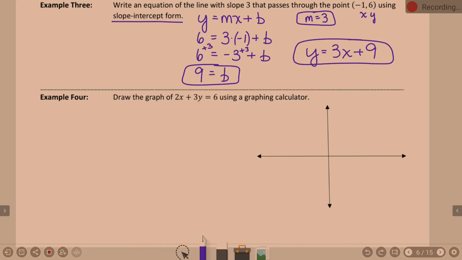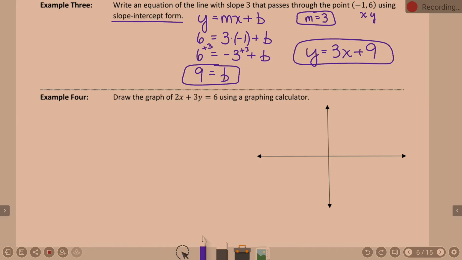My mistakes are rubbing off. Okay. I haven't taught anything new yet today, have I? Point slope form may seem new, but I know we used it a little bit in algebra last year, so.